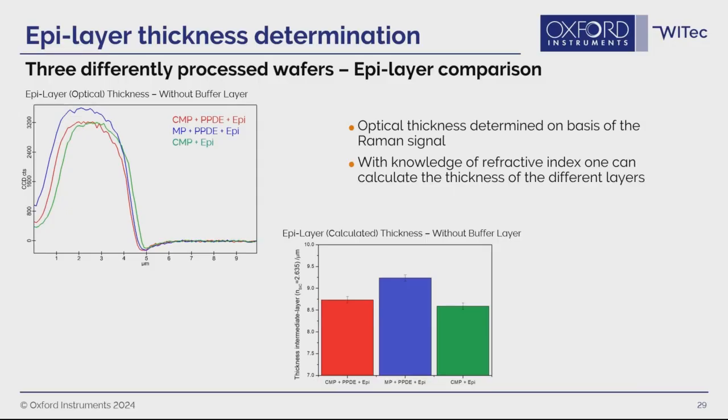With this method, we calculated the thickness of the epi layer to be between 8.75 and 9.25 microns. These results go along with the information we received from the supplier, because they said the epi layer, including the buffer layer, is around 10 microns. We measured only the epi layer. The buffer layer can be measured independently, and the results will show that the buffer layer is around 1 micron in thickness. So this goes together very well with the information we received.